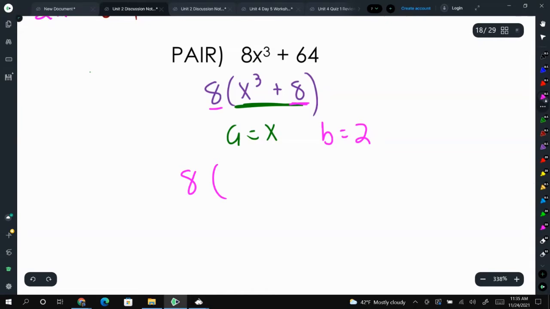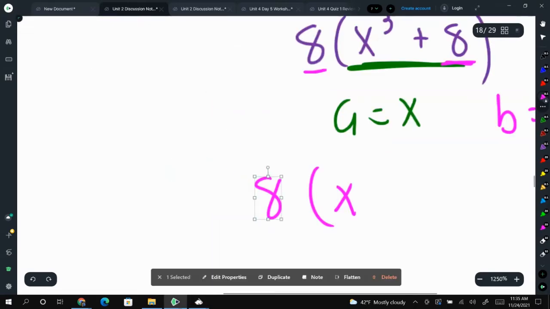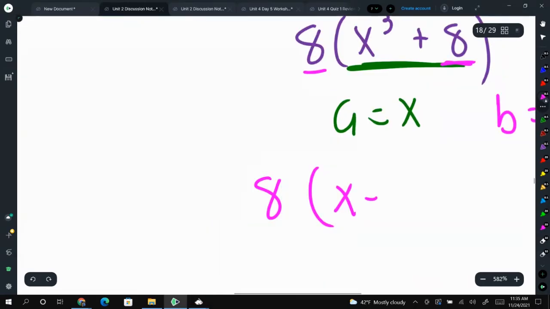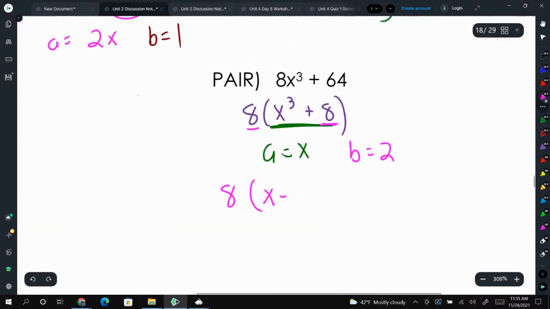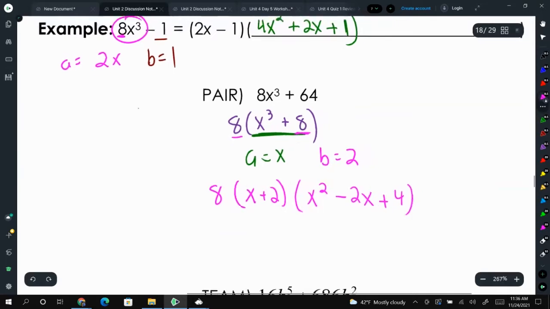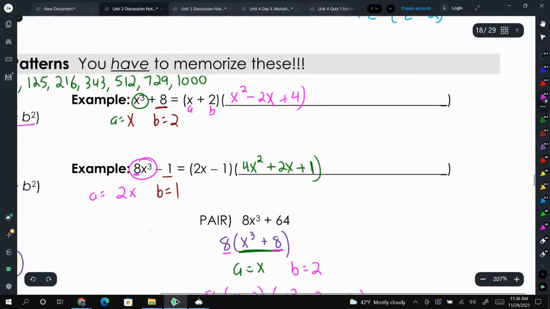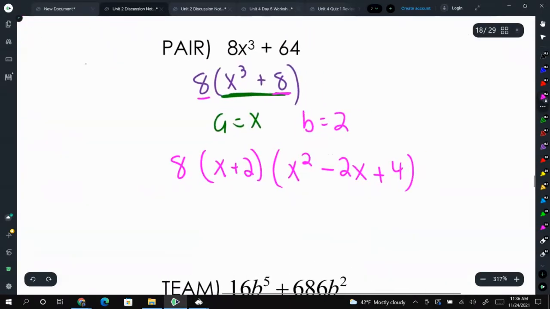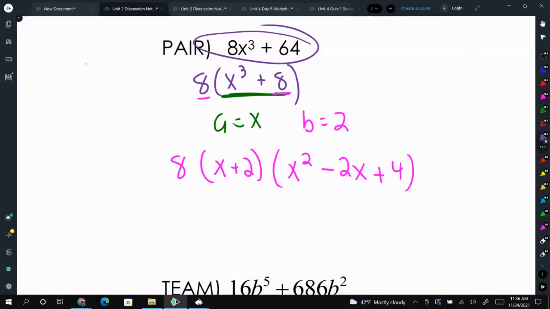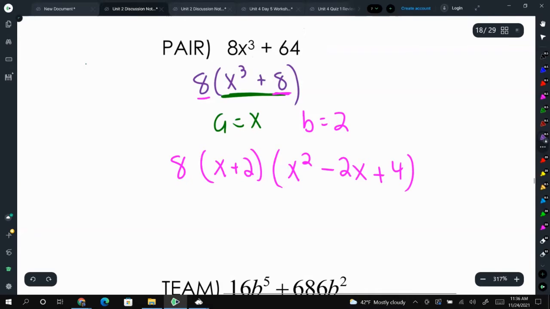So then we can use our formula. Don't forget about this 8. So we have x plus 2, because we're at the sum of cubes, times x squared minus 2x plus 2 squared, or 4. And like I said before, if you are unsure if you factored this correctly, you could always multiply this all out and you should get the original. I know that's a lot to do, but it is a way to double check.